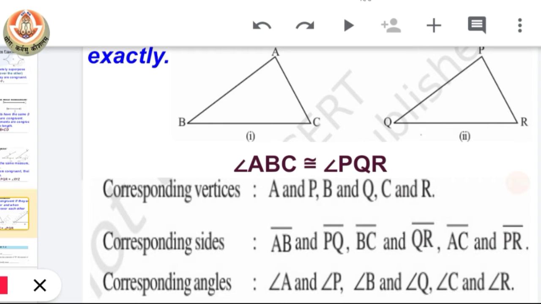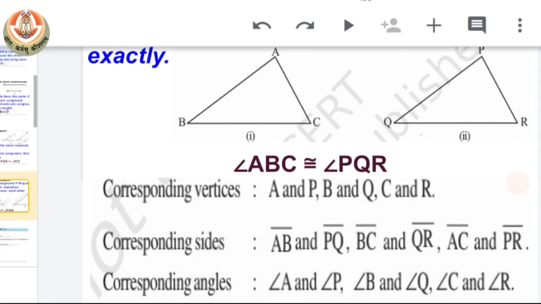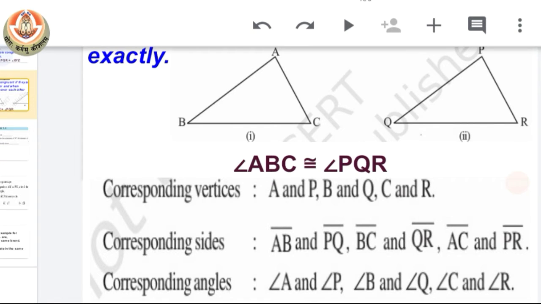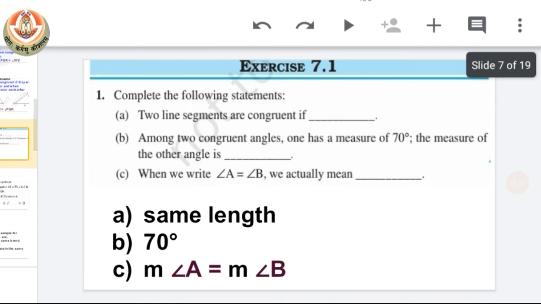You can see here how many parts a triangle has. A triangle has 6 parts, 3 sides and 3 angles, and at the same places of the angles we have vertices. So in short we can say that a triangle has 6 parts. Okay class, so on the basis of these few things we have our exercise 7.1.